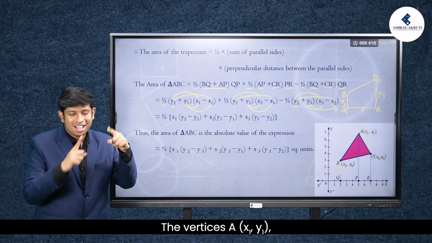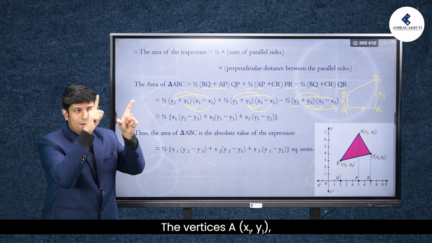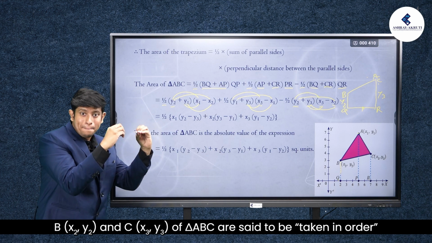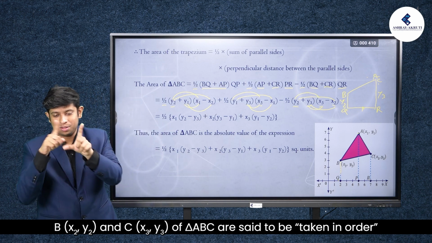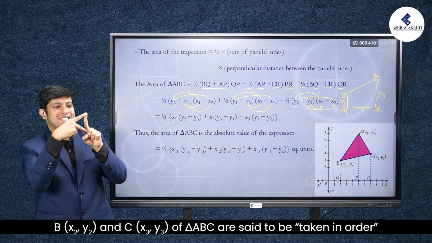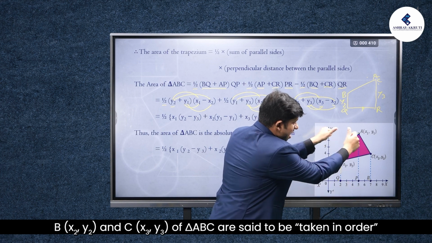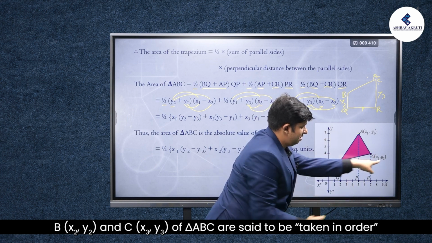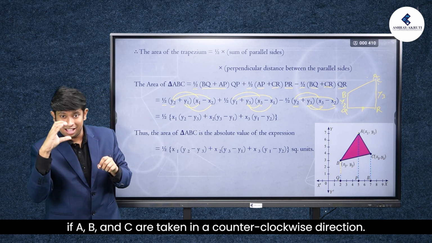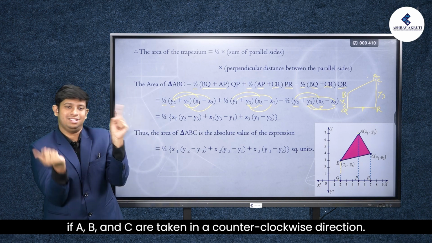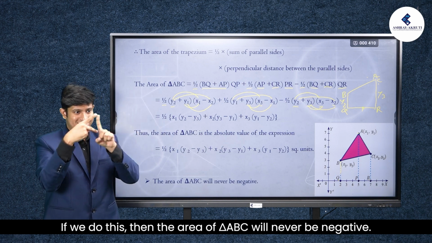The vertices A(x1, y1), B(x2, y2) and C(x3, y3) of triangle ABC are said to be taken in order. If A, B and C are taken in a counterclockwise direction, then the area of triangle ABC will never be negative.